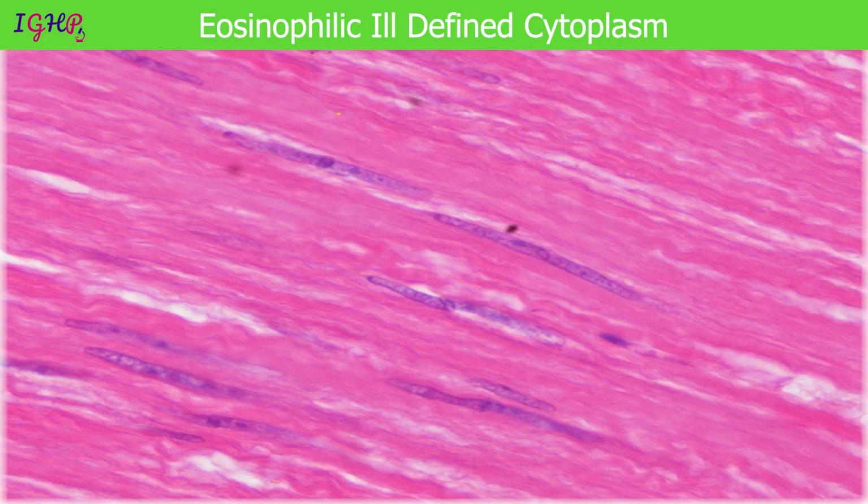And then for these cells, these are the cells which have elongated nuclei with blunt ends, as you can see here. So there is no pointing at the ends, and you cannot make out the cell boundaries. Though we know that the cytoplasm is intensely eosinophilic, we do not have a definite distinct cell boundary here, and it merges with the surrounding cell.